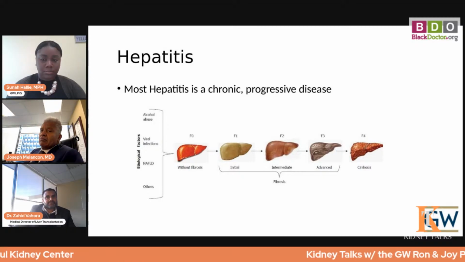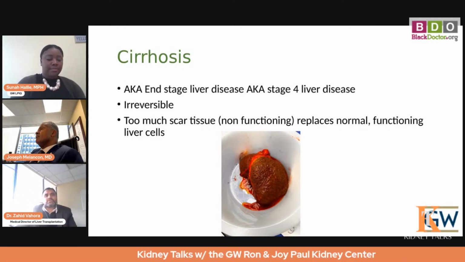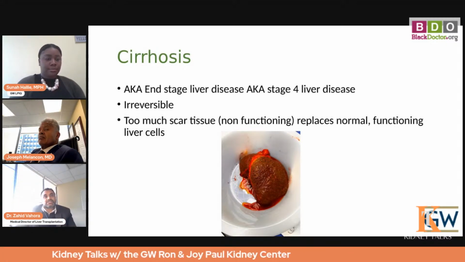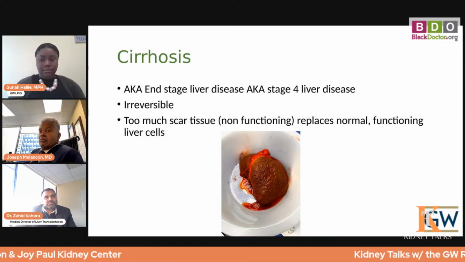Go forward. So again, to cirrhosis. Now here's a patient we transplanted. We took out his cirrhosis liver. You can see it's a very scarred down liver. It's not very smooth like this.